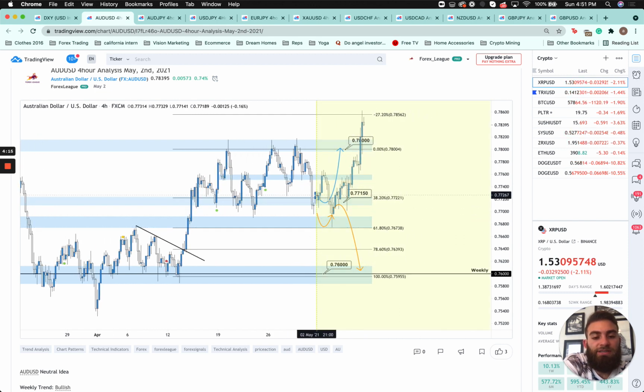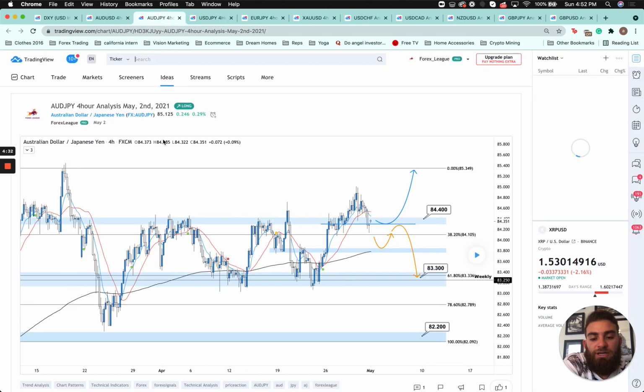So as we can see, price found support here in the beginning of the week, and then we respected this area, came down, found support, shot up, wick, shot to the upside. So very, very simple trade idea for last week, just a continuation on AU of the overall bullish trend.